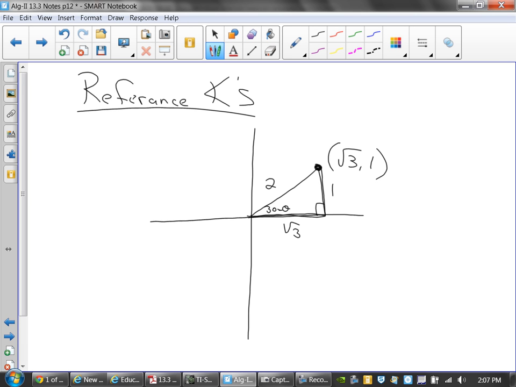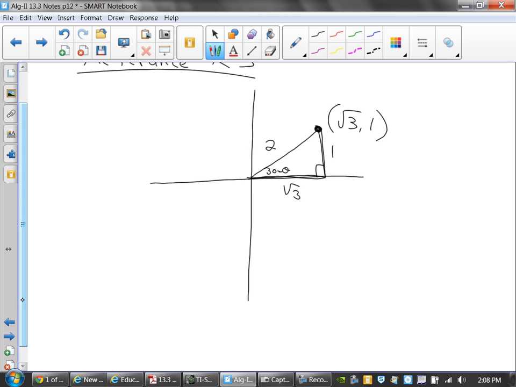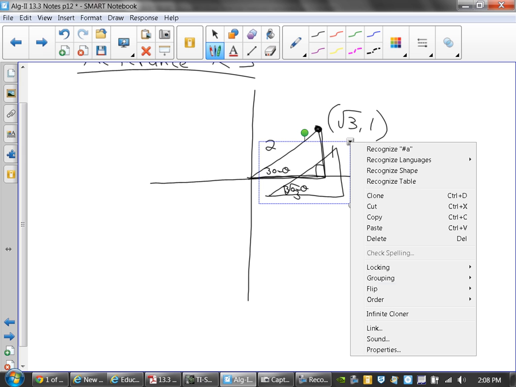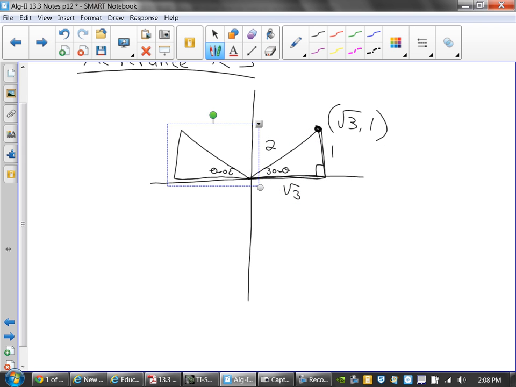All right. Now, what I want to do here is show you where reference angles come into play. In order to do that, we're going to flip this into the next quadrant. Am I still a 30-degree angle? Yes. I'm still a 30-degree angle for theta. Opposite my 30 is 1. Opposite my 60 is square root of 3. But now it's negative because it's on the left side. Everybody with me on that?